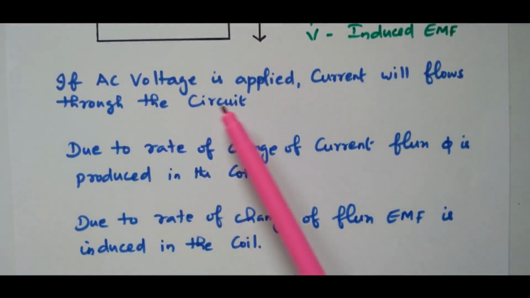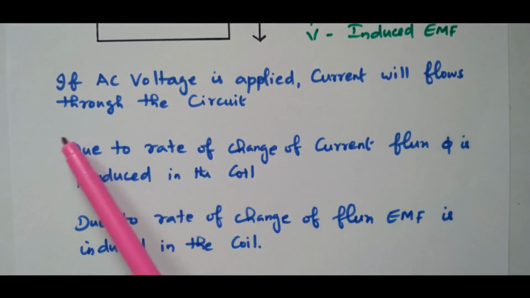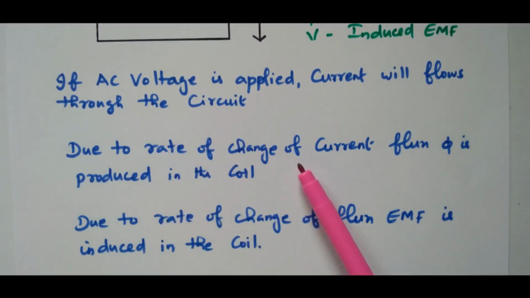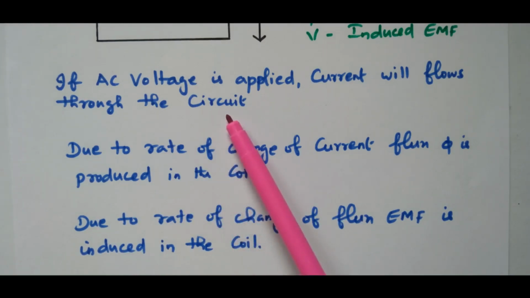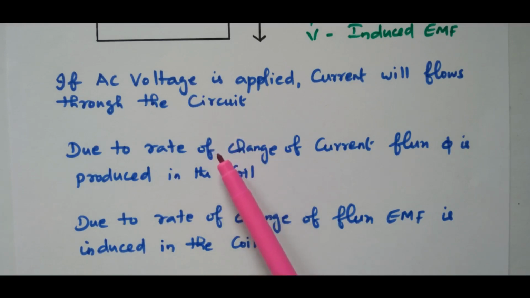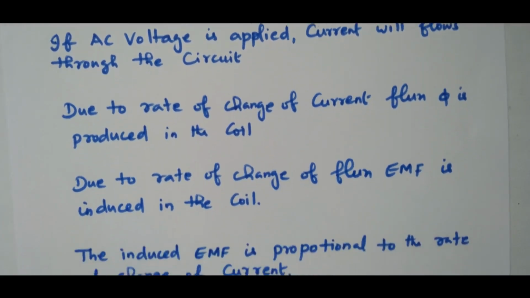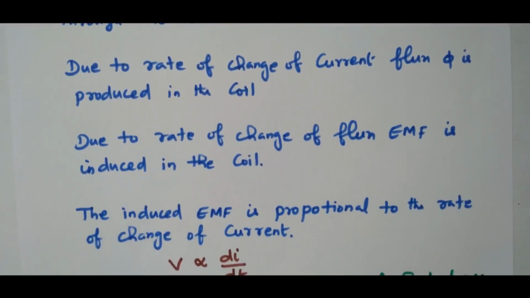If the AC voltage is applied, current will flow through the circuit. Due to the rate of change of current, flux phi is produced in the coil. Due to the rate of change of flux, EMF is induced in the coil, right? So voltage is applied, current is flowing. Due to the rate of change of current, flux is produced. Due to the rate of change of flux, EMF is induced in the coil. Now, we will see what this EMF is.